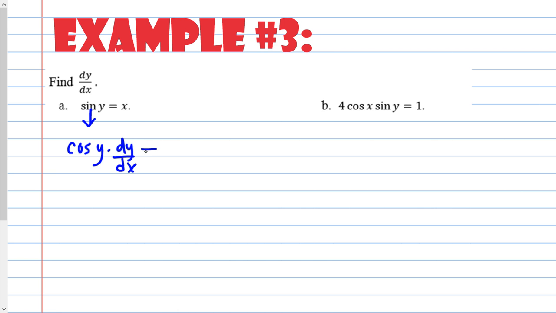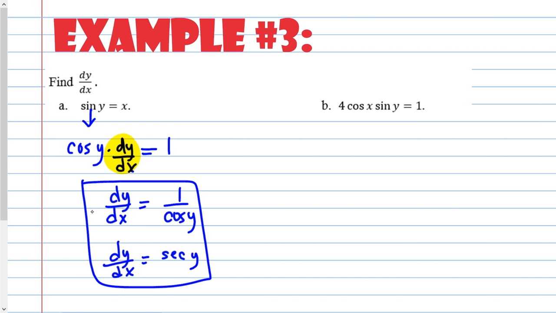Okay, the derivative of x is 1. My goal is still to get this by itself. Currently, it's being multiplied with the cosine y, so all I have to do is divide both sides by cosine y. So there you go. If this were a multiple choice question, they would probably write 1 over cosine y as secant of y. Either way, these are both correct.